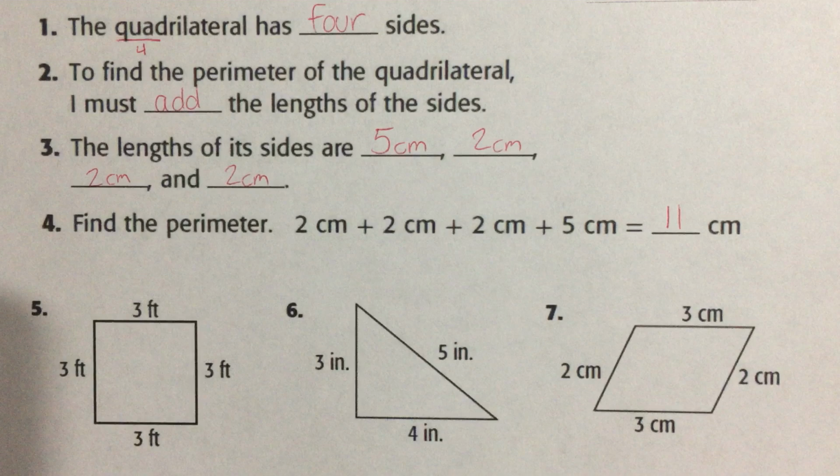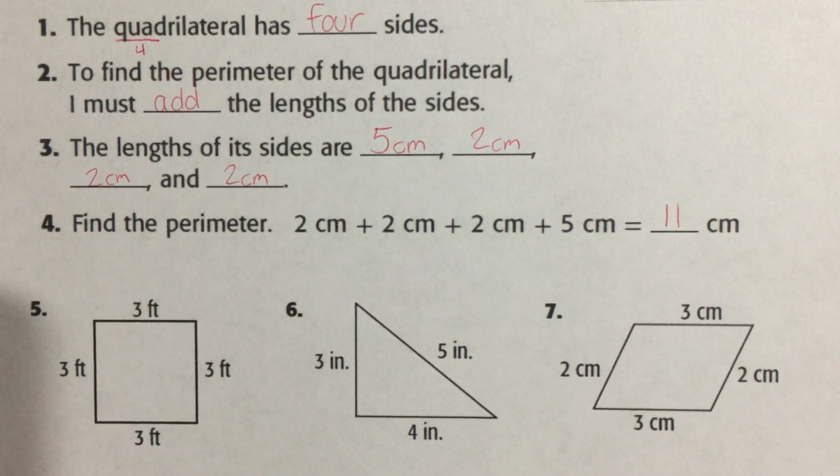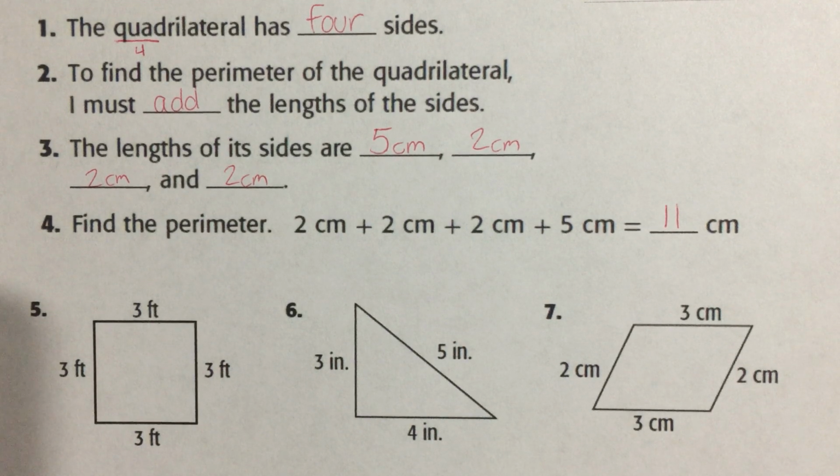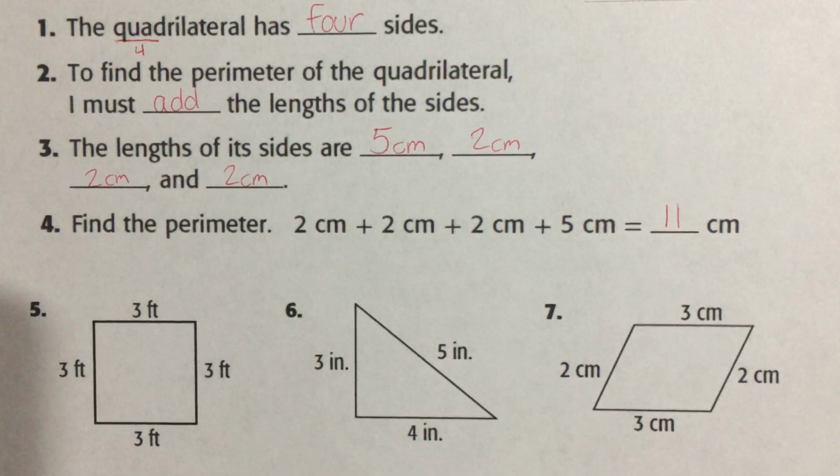Take a look at these 3 as well. Okay, this one right here: 3, 3, 3, 3. Now, right off the bat, what is that shape? We talked about that last time: a 4-sided shape that's got all 4 sides congruent. Congruent meaning the same or equal. That is a square right there.